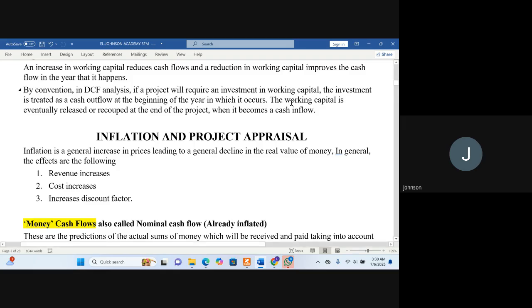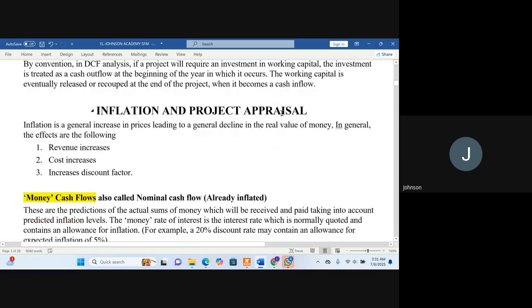They are outflows. Then at the end of the project, when it has yielded its returns, you get back all those cash flows that you put in. So at the beginning it's going to be like an outflow, then at the end it's going to be an inflow to the organization.